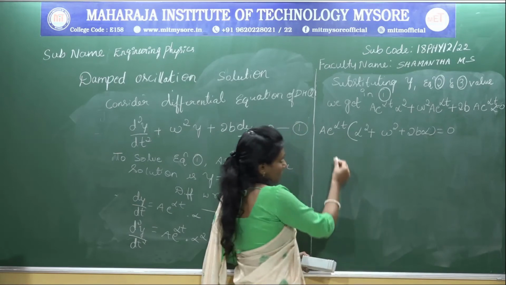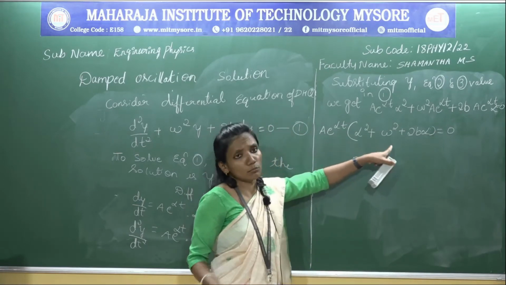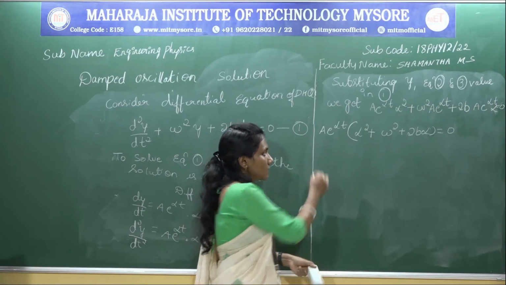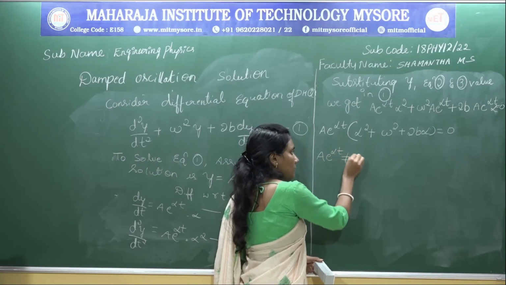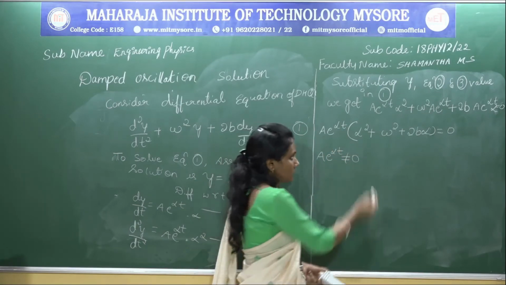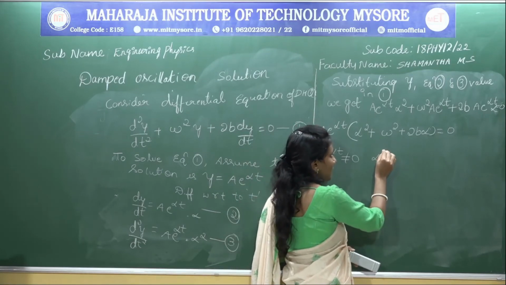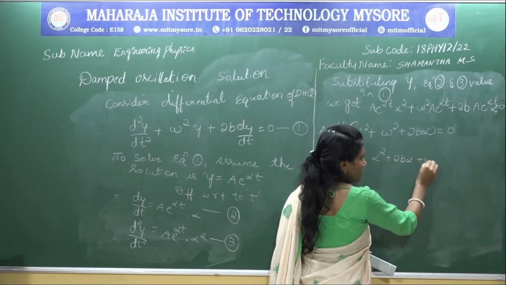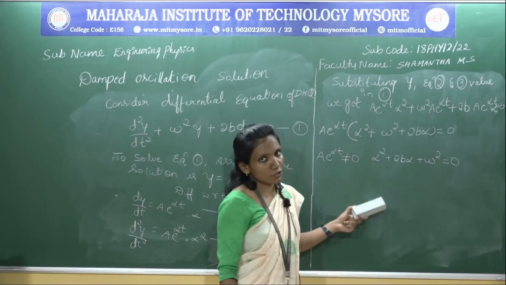Okay. So, here the exponential term is there and one more is the quadratic equation form. The exponential term is never equal to 0, so the other factor, the quadratic equation, must be 0. Writing in the higher order terms, alpha square plus 2b alpha plus omega square is equal to 0. So, this is in quadratic equation form.